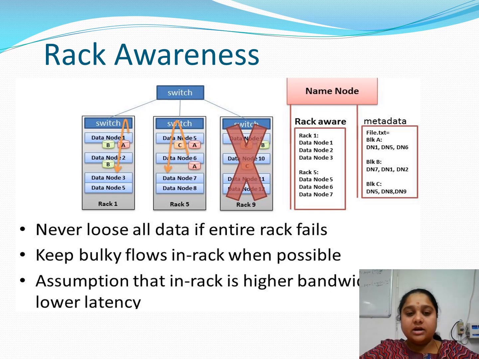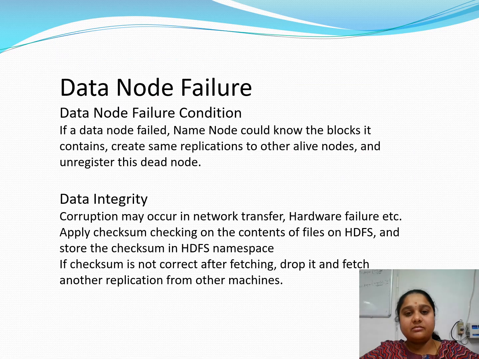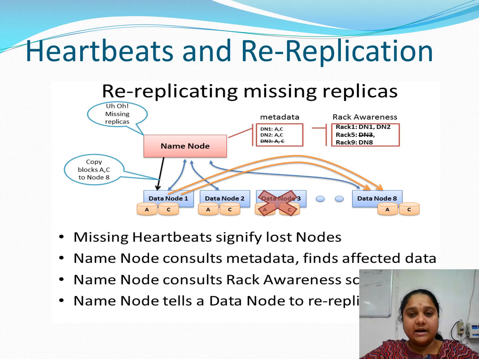In order not to lose the data, we use rack awareness. If a data node fails, no problem, we can get it back easily. Data nodes always send heartbeats to the name node. If there is any failure in the heartbeat, no problem, the name node will rectify that problem in the data node, and it will send the heartbeat. A heartbeat just justifies the health of the data node.